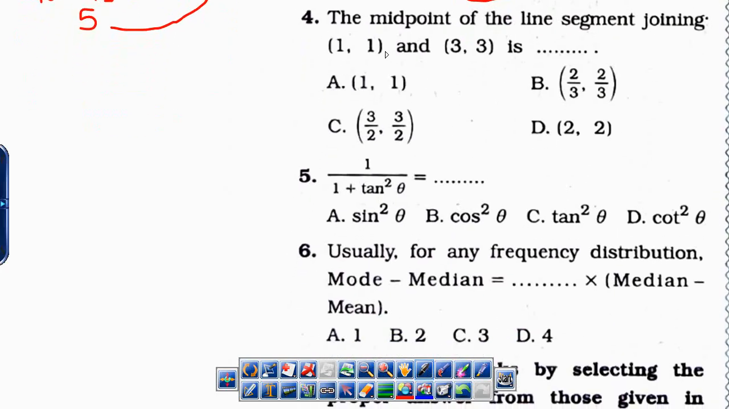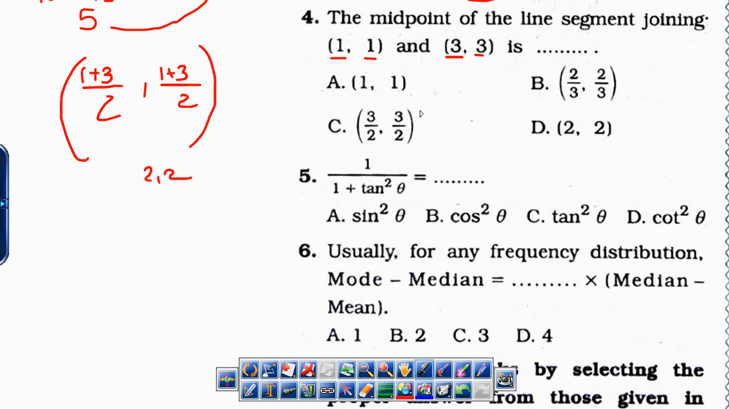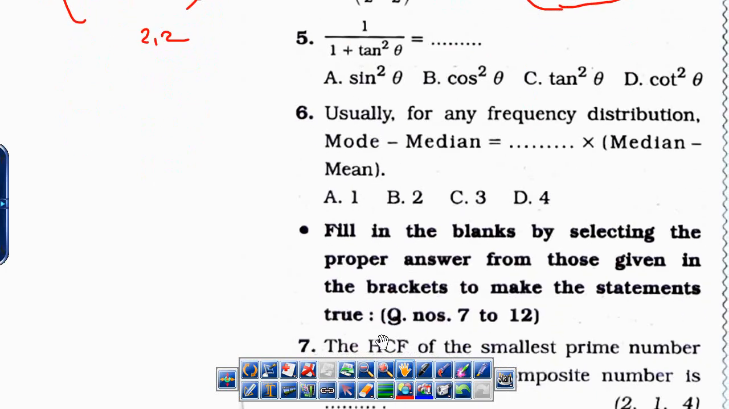Midpoint of the line segment joining 1, 1 and 3, 3. Midpoint formula: x1 plus x2 divided by 2, comma y1 plus y2 divided by 2. 4 by 2, 4 by 2, 2 comma 2 is the answer. Option D. Fifth, 1 upon 1 plus tan square. The formula is 1 plus tan square is sec square, and 1 upon sec square is cos square. Option B.